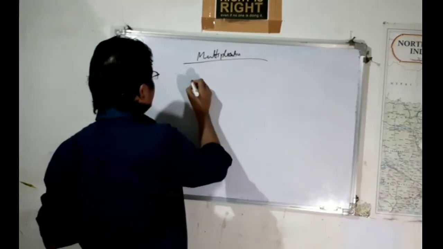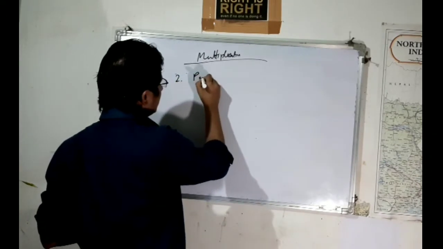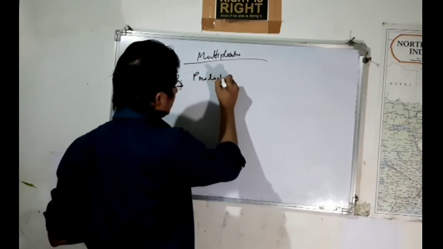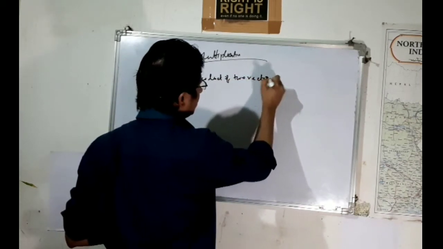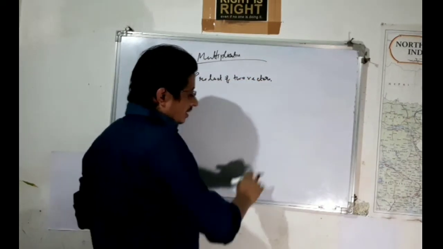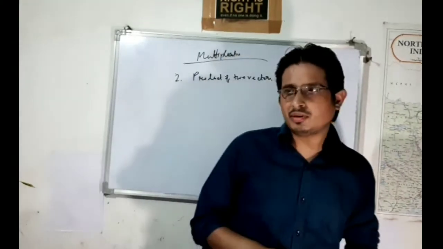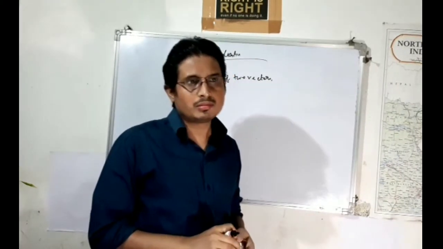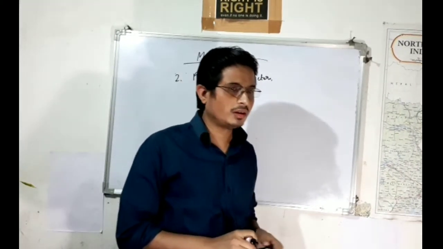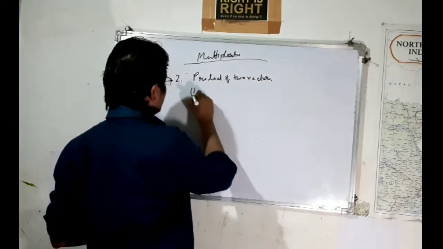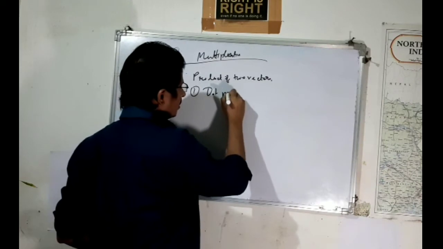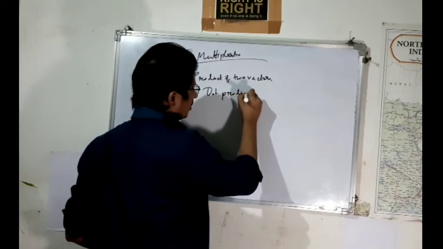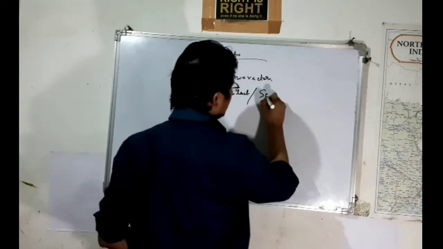Now, the product of two vectors. There are two methods available for the product of vectors. One is known as the dot product, sometimes known as the scalar product.